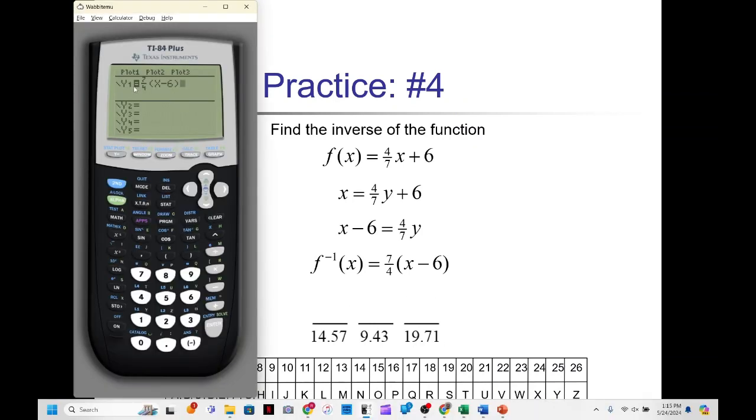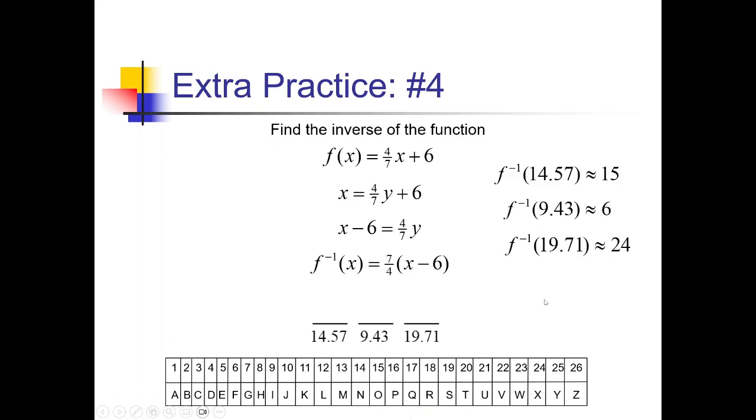So here's my y equals that I'm showing you. I used alpha y equals n over d to get this nice little fraction mode here, 7/4. And now going to my table, we've got 14.57 plugged in that. Gives me about 15. 9.43 is about 6. And 19.71 comes out to roughly 24. So 15, 6, and 24. 15 is O, so there you go. 6 is F. And then 24 is X. That's a rare one.